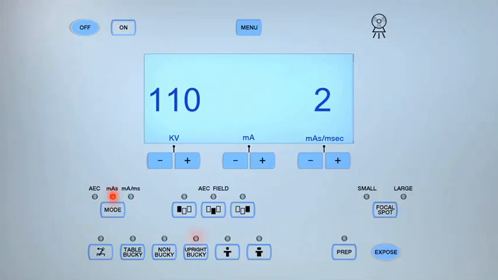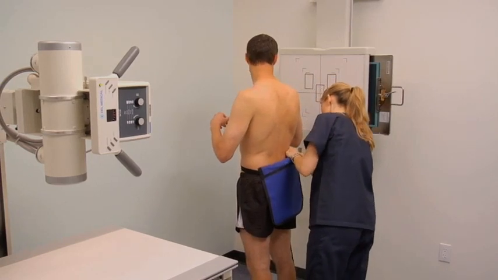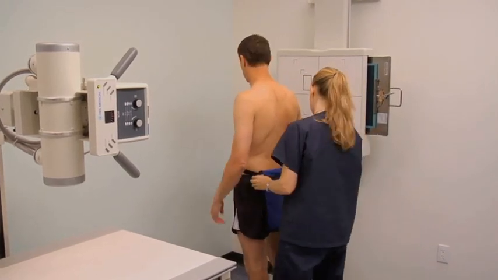Select the upright bucky setting and the large focal spot on the control panel. Set the exposure parameters to between 110 and 120 kilovolts, or kV, and 2 to 4 milliampere seconds, or mAs. Position the protective lead shield over the posterior aspect of the patient's reproductive organs.